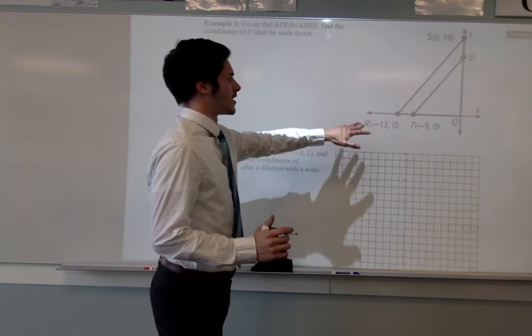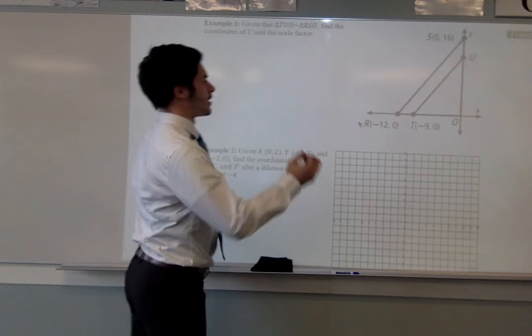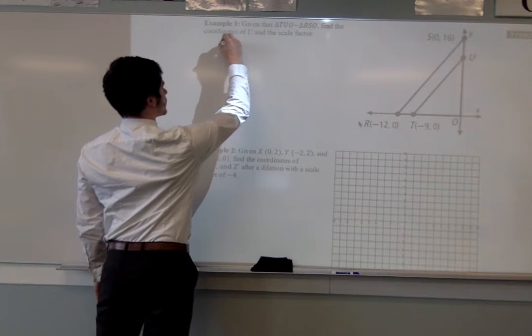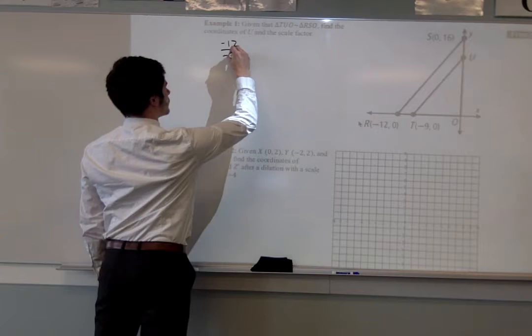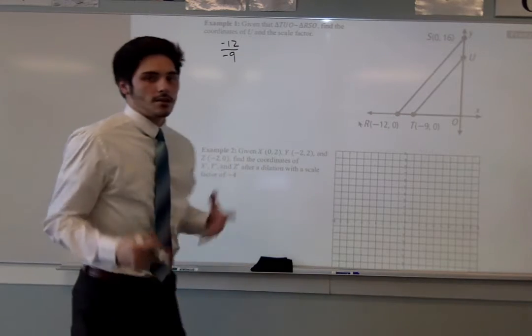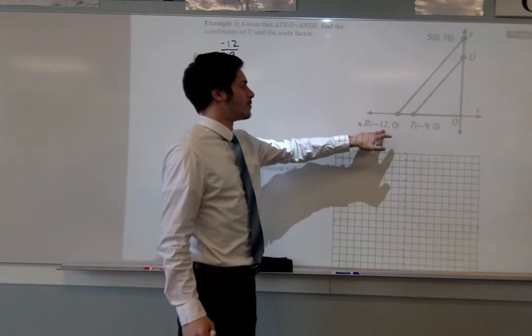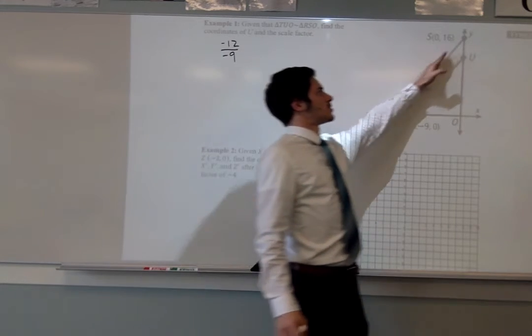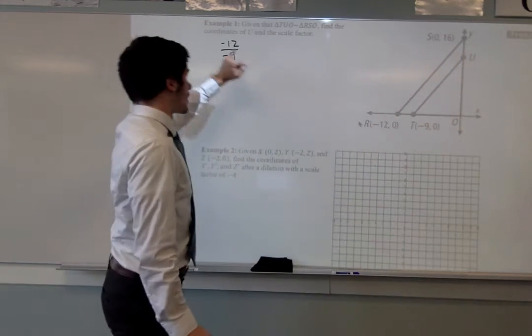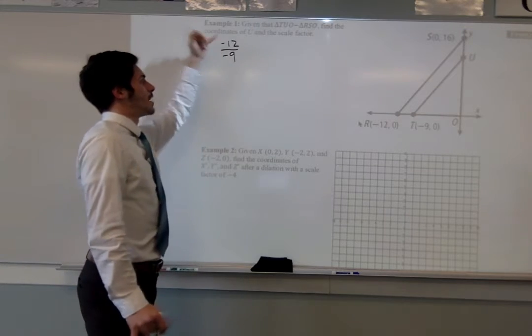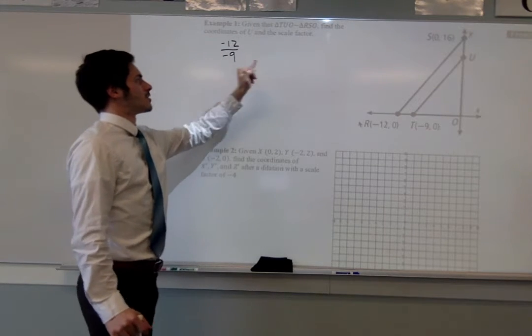And that can be represented in a proportion, like this, -12 over -9. Now that we've established that -12 is on top, we have to make sure that the bigger triangle's dimensions stay on top in our fractions, so the top matches up to the top and the bottom matches up to the bottom.